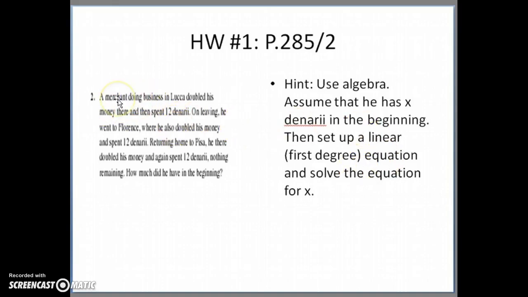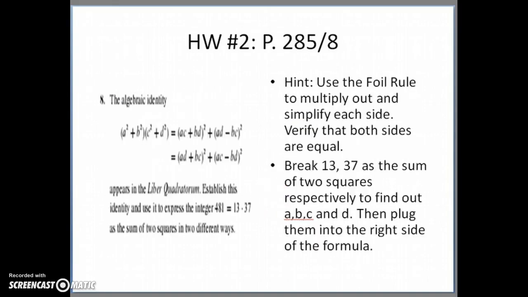We can just translate the English sentence into mathematical symbols using X. For example, he had X denarii at the beginning, so he doubled his money. That means you would double X, and then spend 12 denarii, so subtract 12, and so on. So that's how to do the first one. The second one is from his other book.